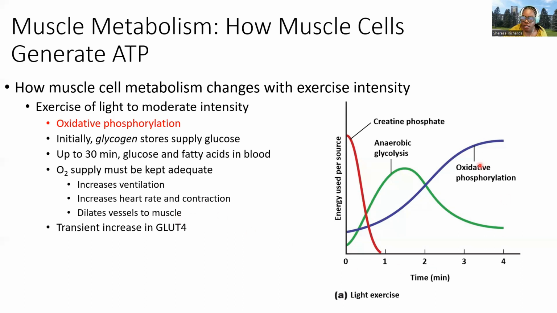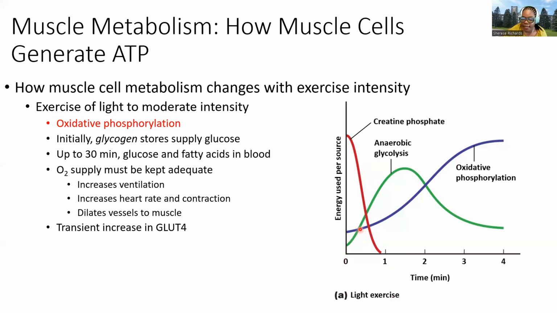So looking at the illustration here, the graph, we have the energy used per source, the amount of energy for each of these mechanisms, and then the time. Now, as we can see in the initial minutes of the contraction, again, this is light to moderate intensity activity, we can use creatine phosphate by the creatine phosphate system just to get the contraction started. But notice how that slowly tapers off, while the other two mechanisms are going to start picking up.